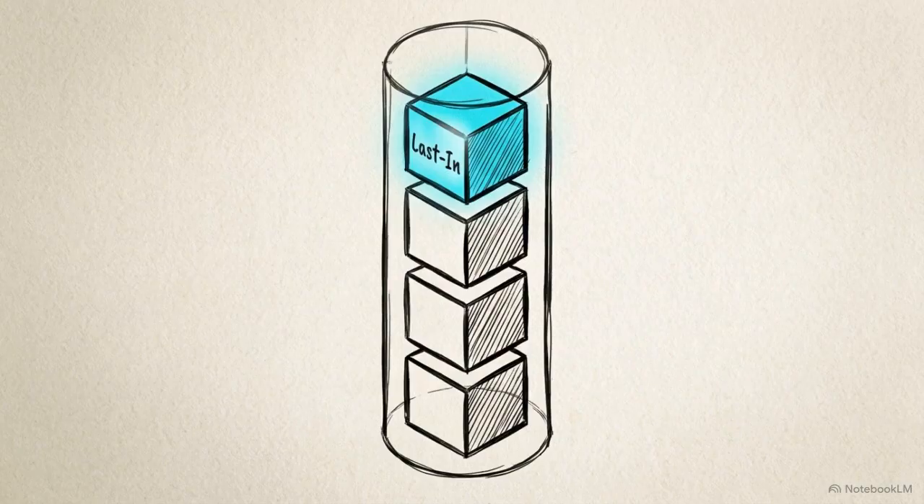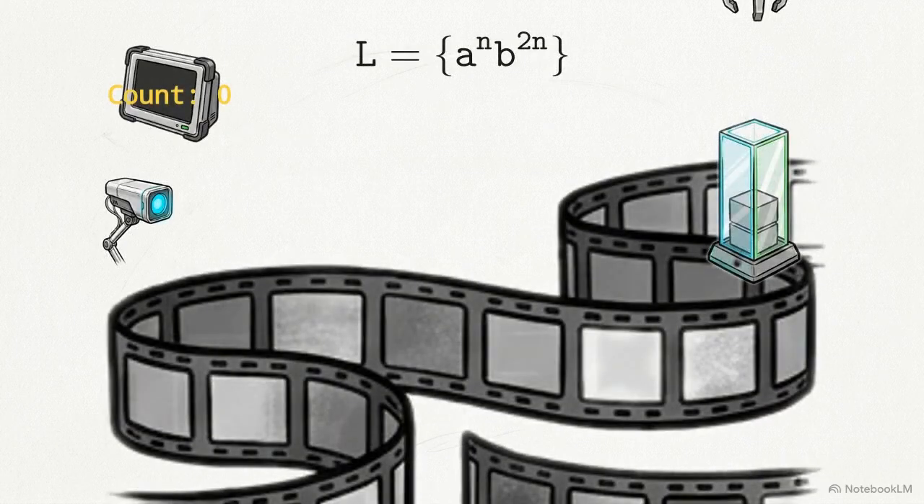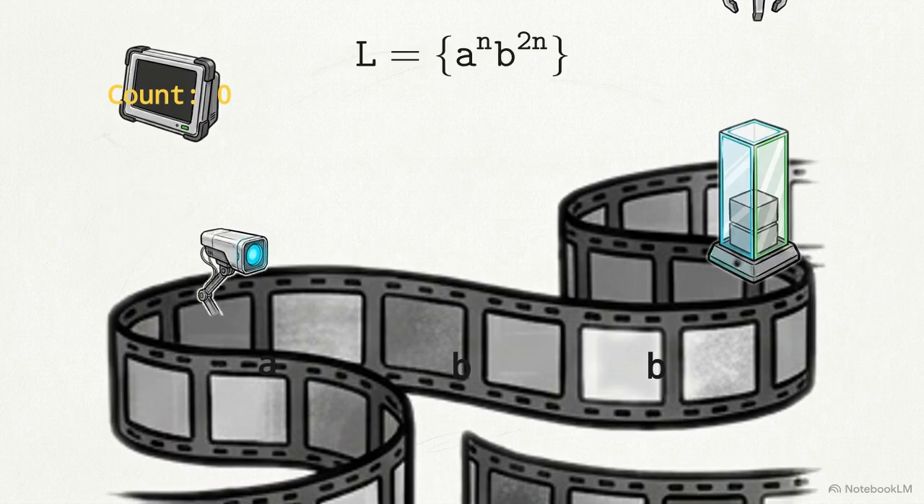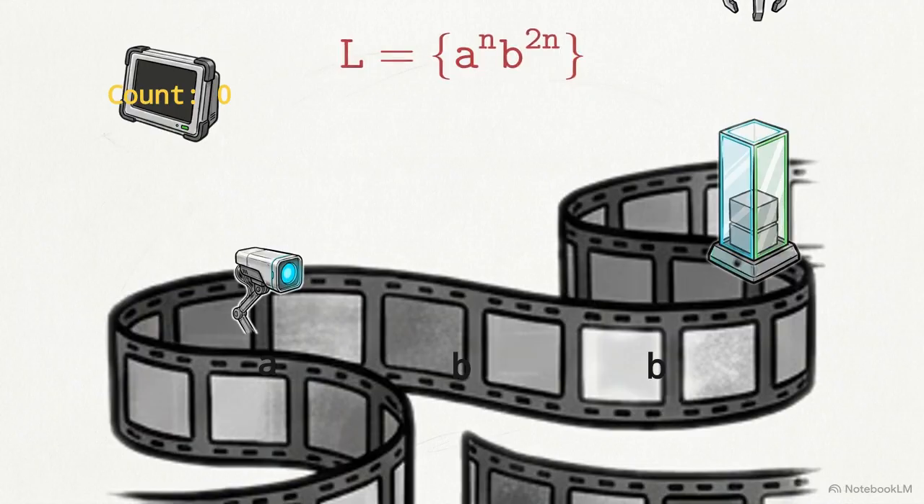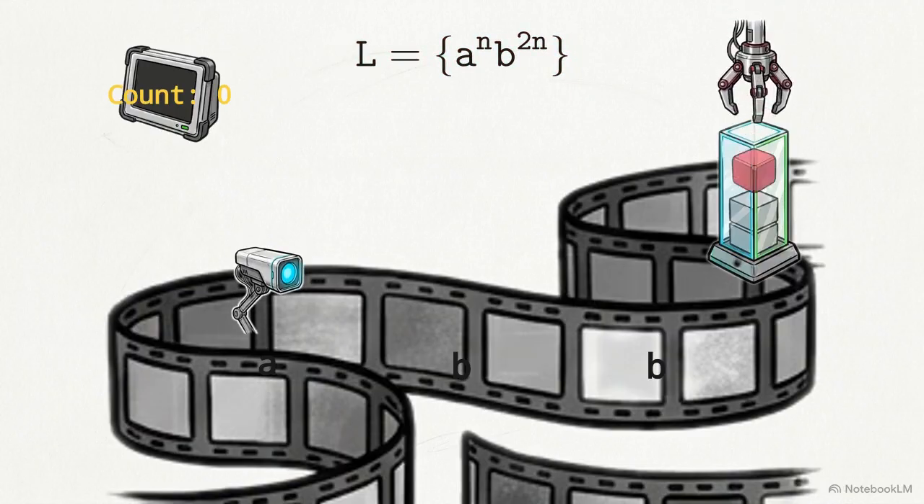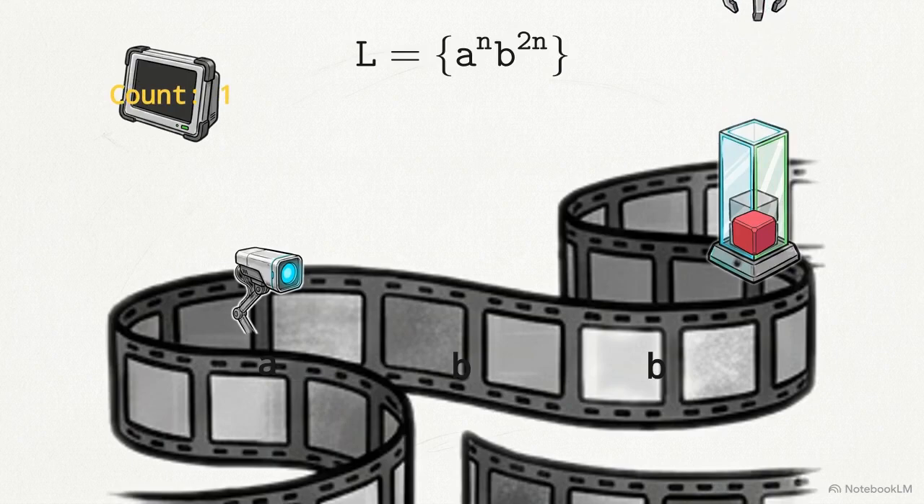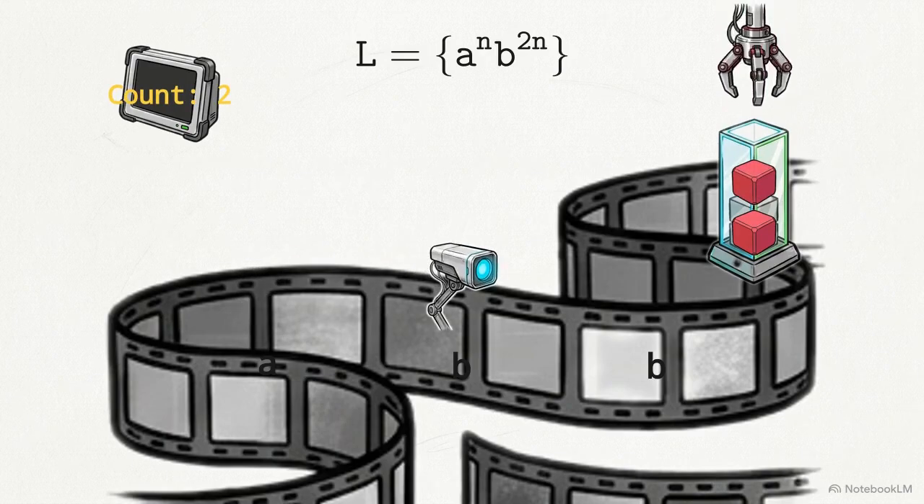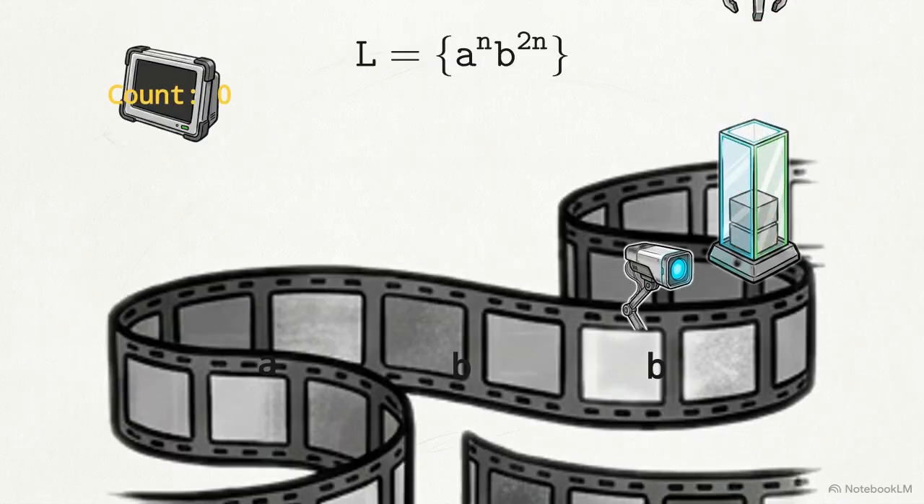Moving up the memory hierarchy, we reach pushdown automata. A PDA introduces a last-in, first-out stack. The operational rule here is simple. Push a marker to the stack for your first item and pop that marker when you read the matching item. For the November 2024 question asking for a to the power of n, b to the power of 2n, we adjust that rule. Because we have twice as many b's as a's, we push 2 a blocks onto the stack for every a we read. Then we pop 1 block for every b.